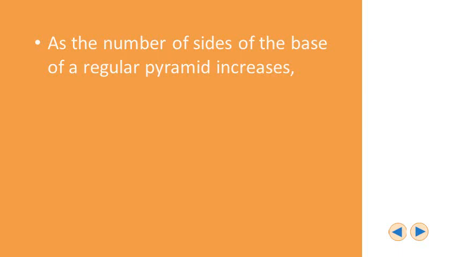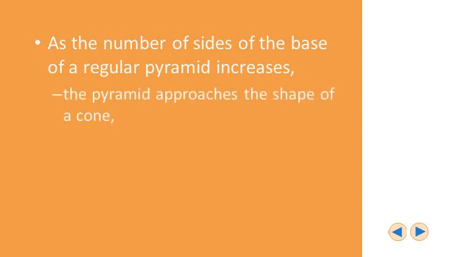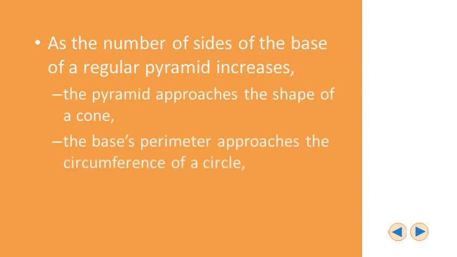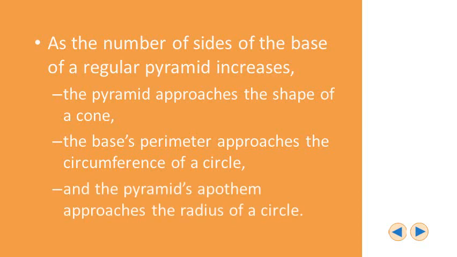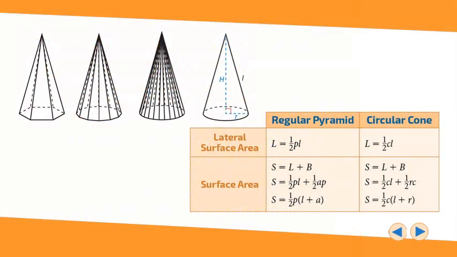Now, we're transitioning from pyramids to cones. As the number of sides of the base of a regular pyramid increases, the pyramid approaches the shape of a cone. The base's perimeter approaches the circumference of a circle. And the pyramid's apothem approaches the radius of a circle. So we're going to be using the same principles, but now we're going to be involving pi as we transition from perimeter to circumference, or as we transition from apothem to radius.